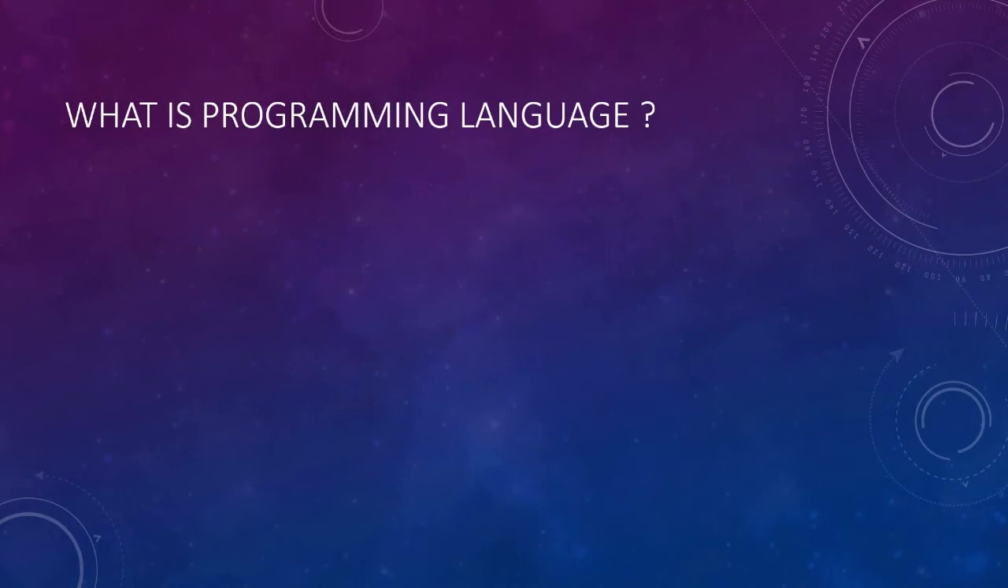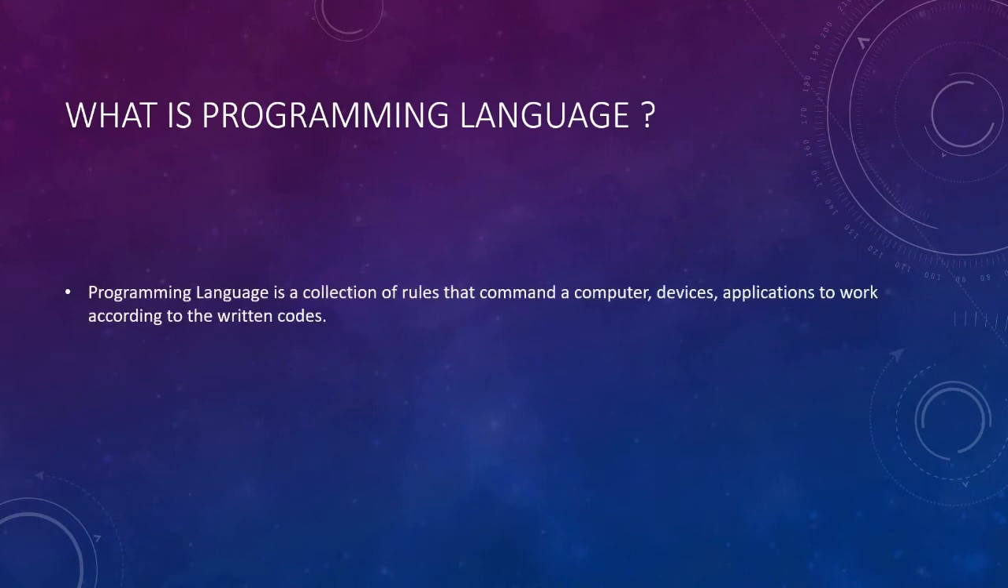To answer this question, what is a programming language? A programming language is a collection of rules that command a computer, devices, and applications to work according to the written code. So a programming language is nothing but a collection of instructions that command any electronic device. Right? So a programming language is the platform to communicate with any electronic device.